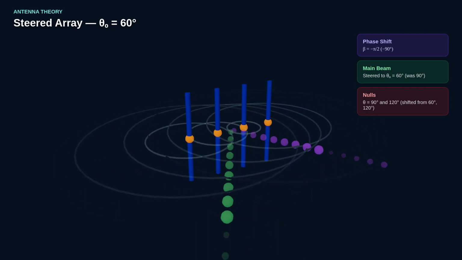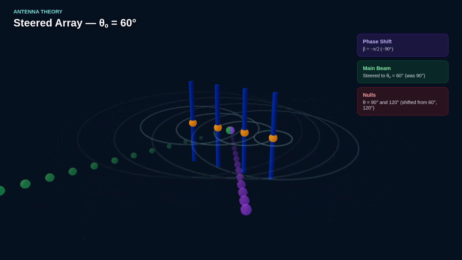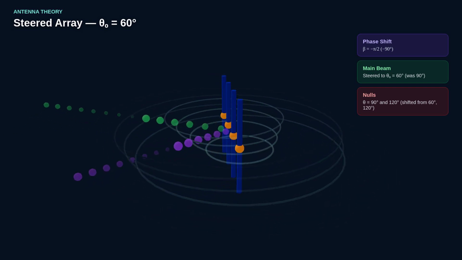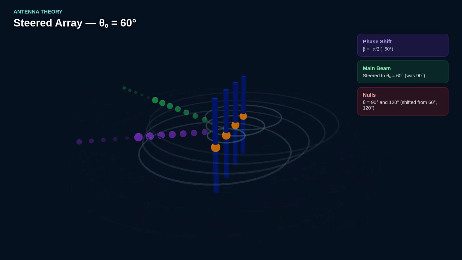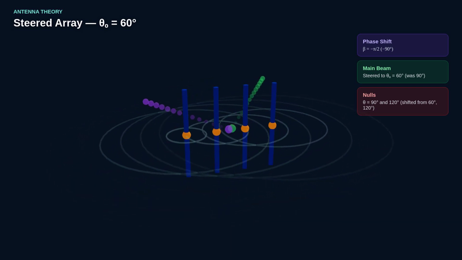Here's the 3D view of our steered array. The beam now tilts towards 60 degrees instead of being perpendicular. 4 elements, half-wave spacing, just a 90-degree phase shift between elements, and the beam steers 30 degrees.